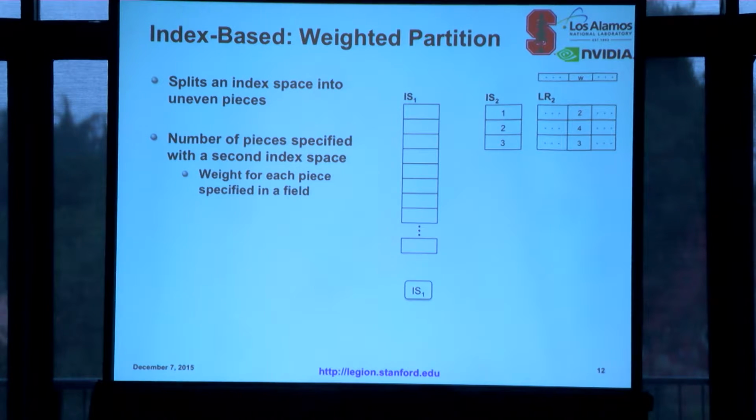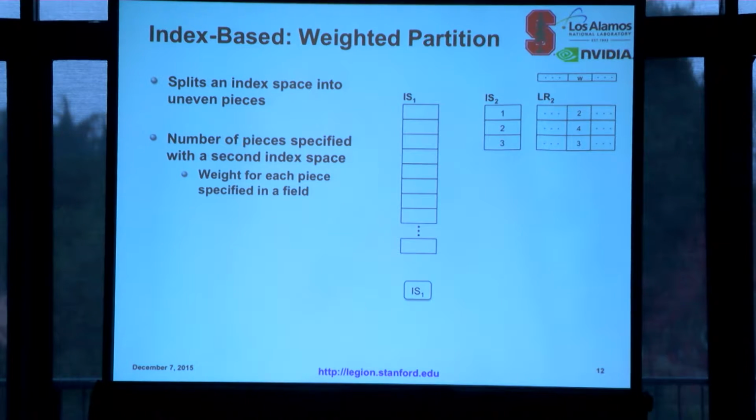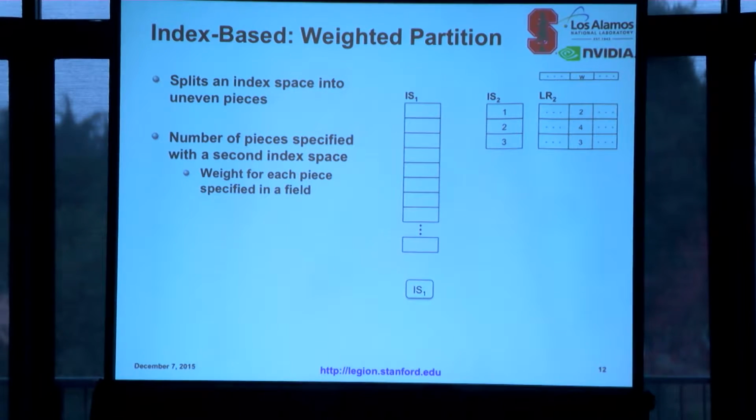And it may have a bunch of fields. In particular, one of them is going to be some weight field. Let's say here I've got a weight of 2 for index 1, a weight of 4 for index 2, and a weight of 3 for index 3. Okay, and this can be any old logical region.